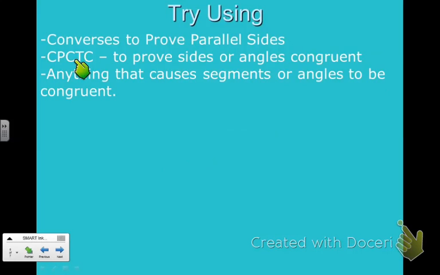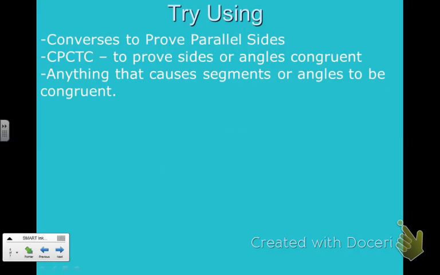Use CPCTC with triangles to prove sides or angles are congruent, so that then you can say the sides in a parallelogram are congruent. And you want to try using anything that causes segments or angles to be congruent. So your focus is on making things congruent or parallel, not adding or subtracting angles and sides. So I guess that's the best way to sum it up. Make things congruent or parallel, avoid adding and subtracting things to say that. Okay, so even supplementary is not necessarily the best way to go.